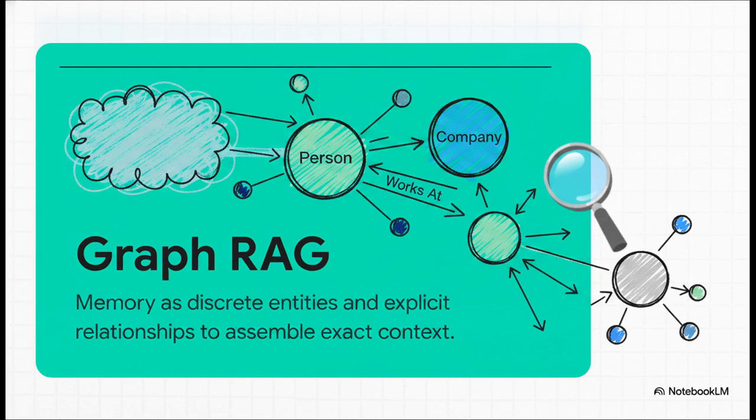So, picture a node for a person and a node for a company, connected by an edge that literally says works at. Instead of crossing your fingers and hoping a text chunk is semantically close to your prompt, GraphRAG gives the AI exact structured context. It explicitly follows the paths between connected ideas, no guessing required.